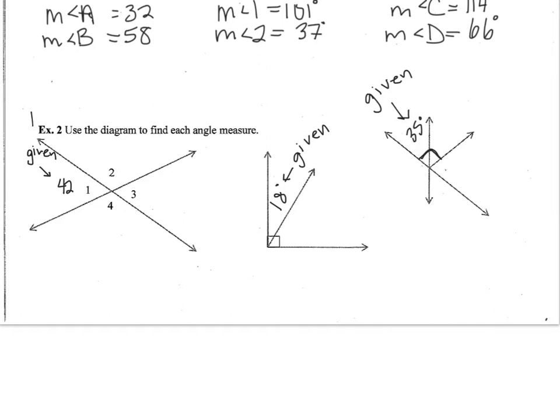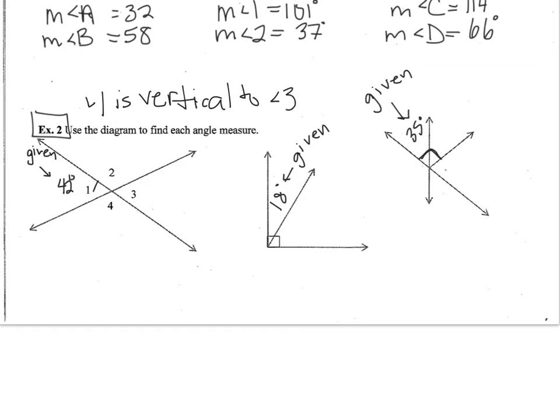Okay. On example 2, I've gone through and given you one of the angles in each of the diagrams. What's awesome about these problems is now I have a little puzzle I can piece together. All I need to know is one angle measurement. So if I tell you that the measurement of angle 1 is 42, I can figure out the other 3. So the first thing I want you to write down is that angle 1 is vertical to angle 3.